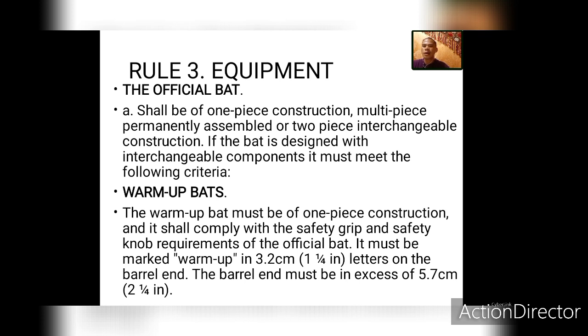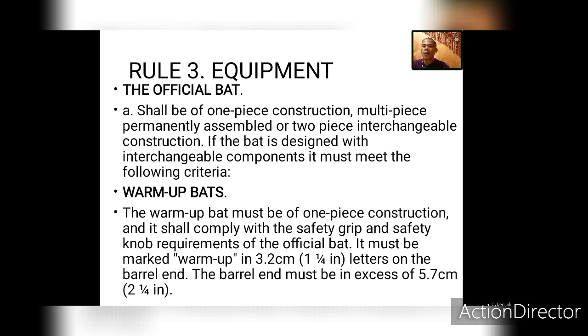Next, we have Rule number 3, equipment. The official bat shall be one-piece construction, multi-piece permanently assembled, or two-piece interchangeable construction. If the bat is designed with interchangeable components, it must meet the following criteria.